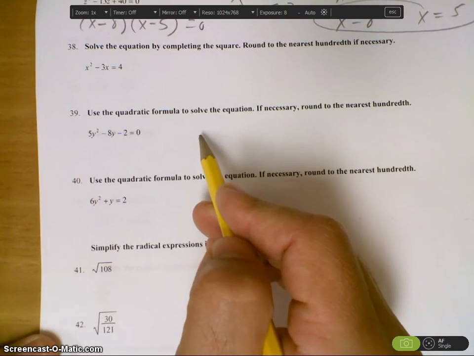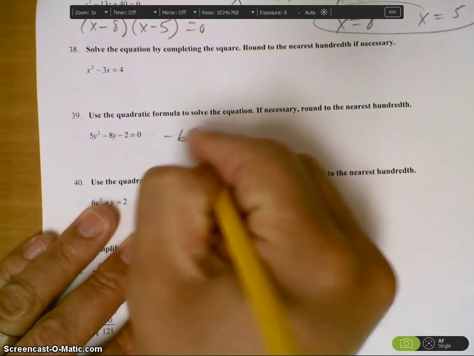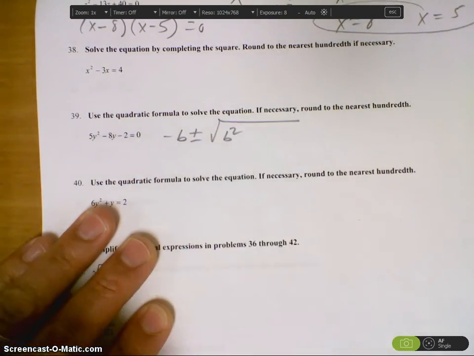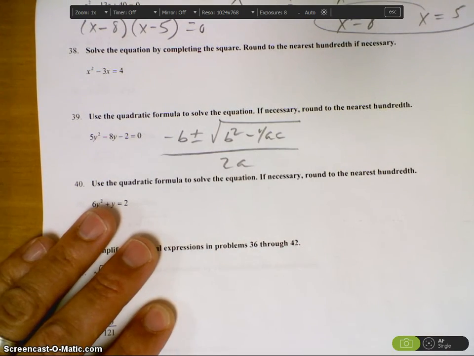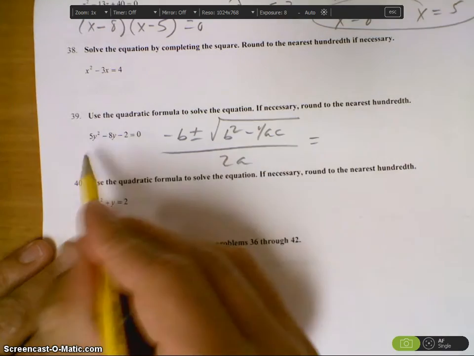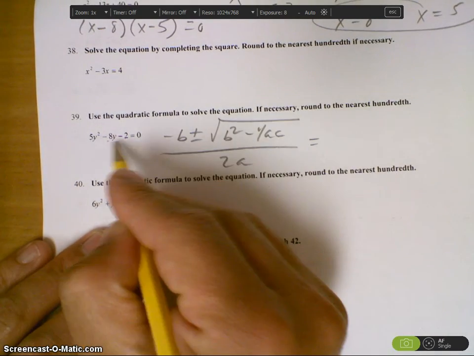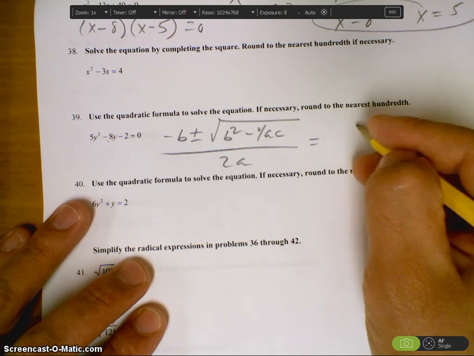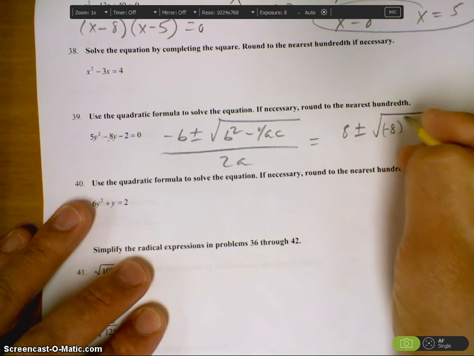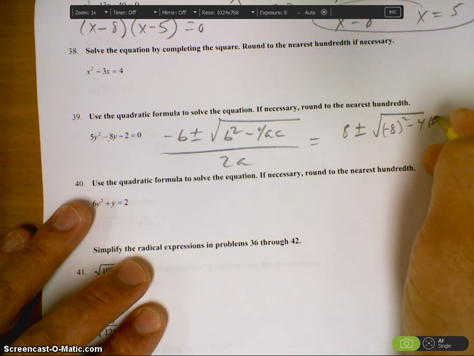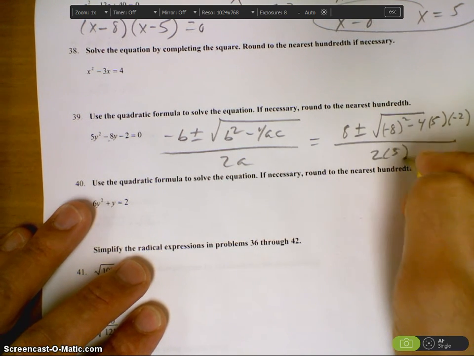Quadratic formula to solve. So the quadratic formula is negative b plus or minus the square root of b squared minus 4ac all over 2a. All right, so I'm going to plug all of those numbers in, a, b, and c, into this equation. So negative b, b is negative 8, so negative 8 is positive 8, plus or minus the square root of negative 8 squared minus 4 times 5 times negative 2, all over 2 times 5.